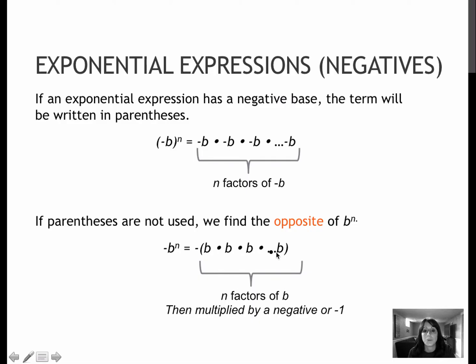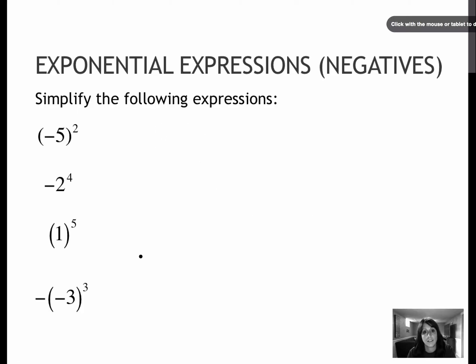So b times b times b, n times, and then make it negative. A lot of people think about taking it times -1. So if you'd like to rewrite this as -1 times b to the n, that's sometimes helpful for people. So let's try a few practice problems together.